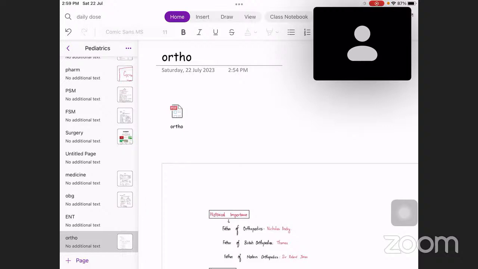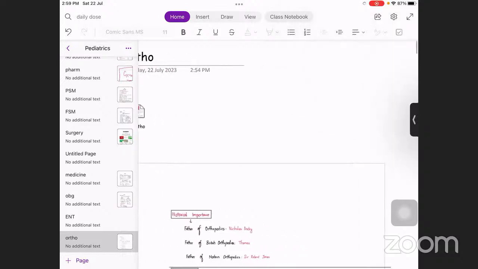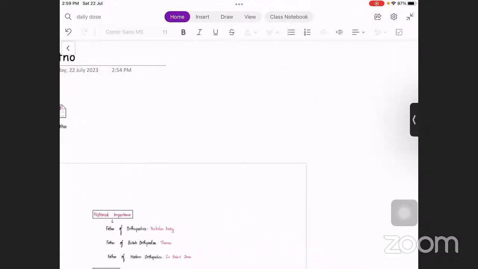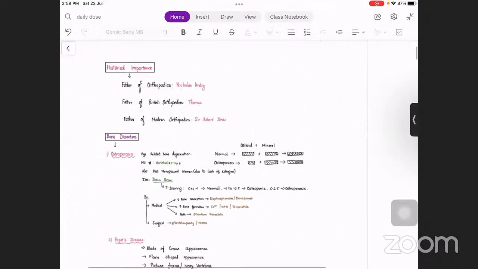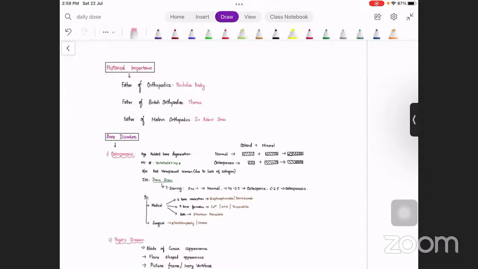Today we are going to deal with ENT and orthopedics. The very first area we are going to talk about is orthopedics. First, its historical importance. Who is the father of orthopedics? That is Nicholas Andry. And who is the father of British orthopedics? That is Thomas. And the father of modern orthopedics is Sir Robert Jones.